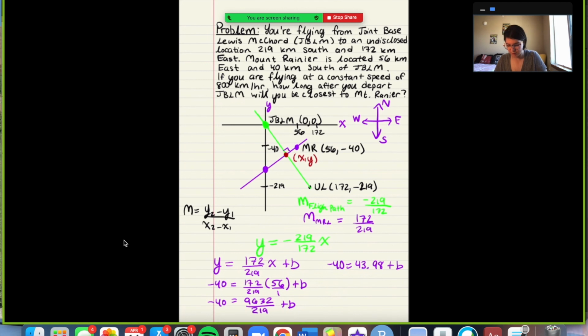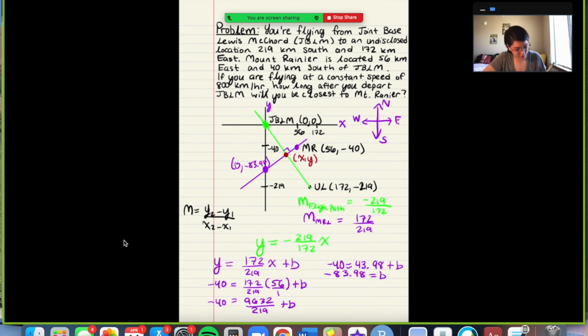And then what we want to do is subtract 43.98 from both sides to solve for b. So negative 40 minus 43.98 gives us negative 83.98 is our y-intercept. And that makes sense. I mean, that looks about right. It's in between 40 and 219. So this point would be 0, negative 83.98.